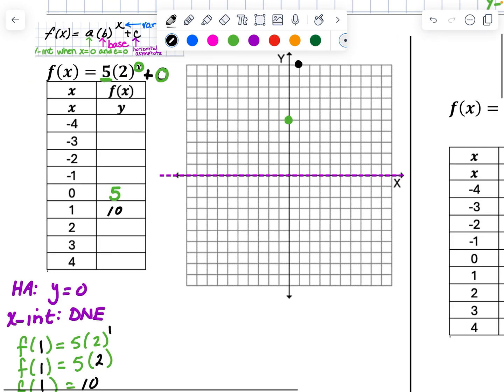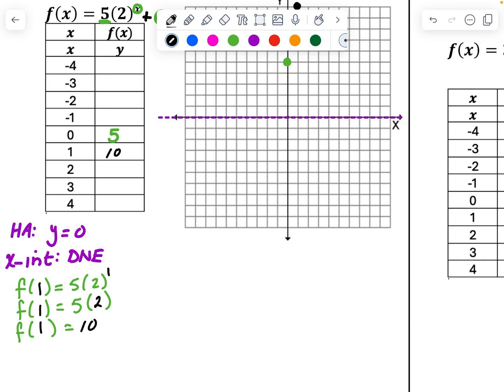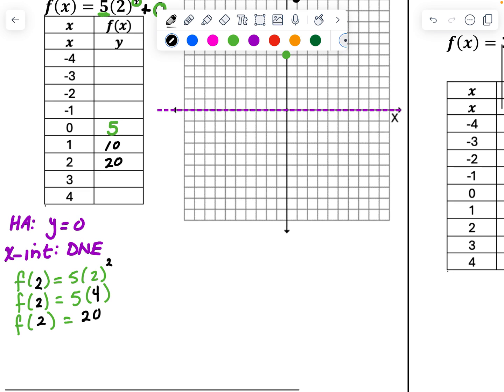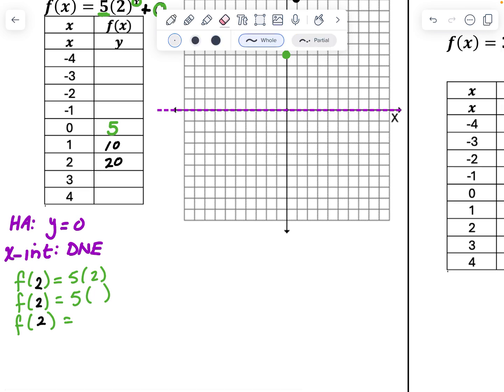And then if we wanted to, we could do the exact same thing for when the value of x is 2. When the value of x is 2, that would mean we have 2 squared, which is 4, which would mean we'd have 20, which we can't really graph. So what if we went the other way? What if we said x is negative 1?